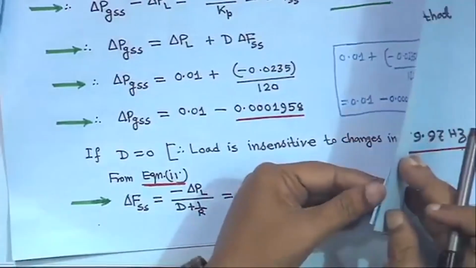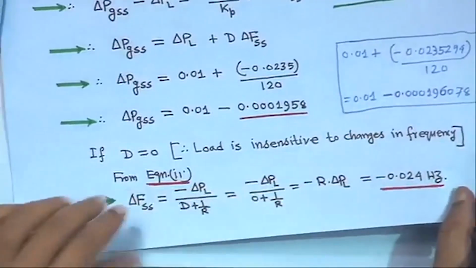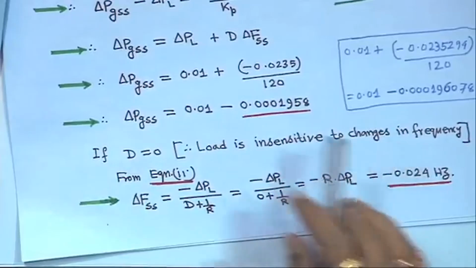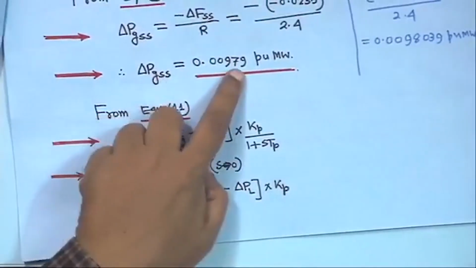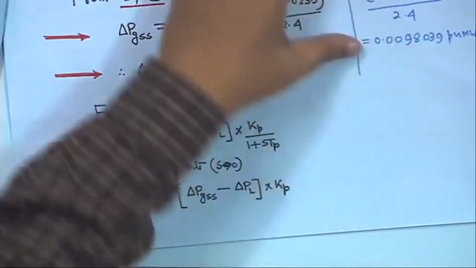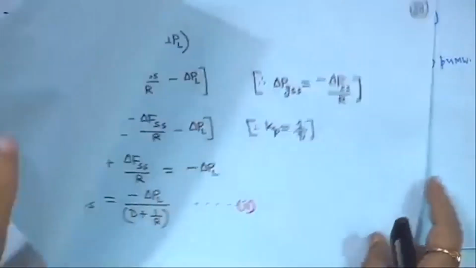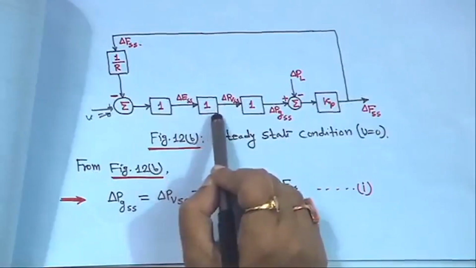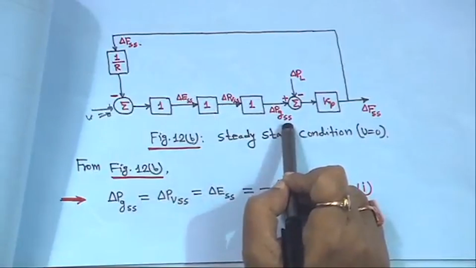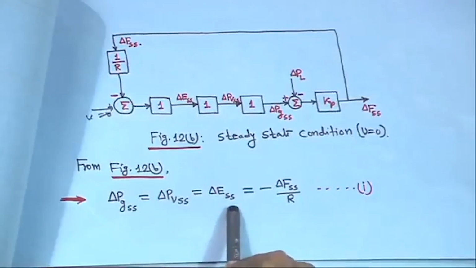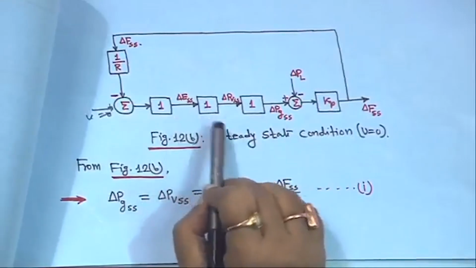So, from this you can understand the steady state value. Similarly, for the other steady state values, delta PGSS we have got as 0.00979 or 0.0098, this is the exact one. That means the steady state values for delta PV and delta E are the same as delta PGS, 0.0098. I am not writing it here, but I have written delta PGSS is equal to delta PVSS is equal to delta ESS. So, all these three steady state values are the same, right.